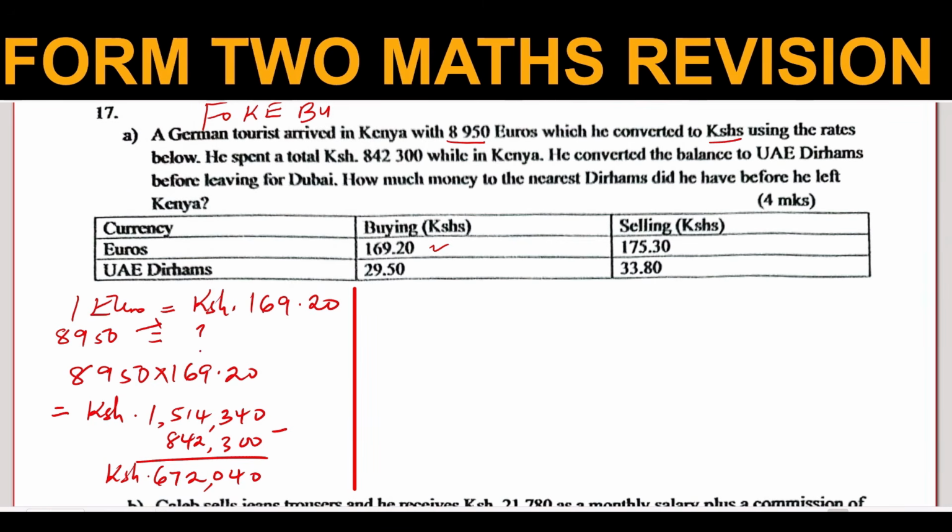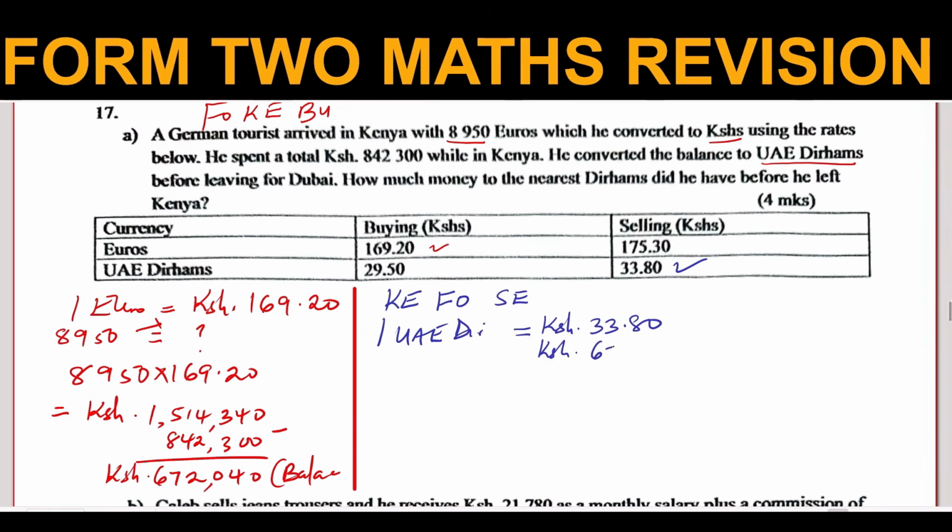Now then, he converted the balance. This is the balance he was left with, and he converted this balance to UAE dirhams. So now we are converting the Kenyan money to foreign money. Therefore we are going to sell. So we're going to use the sell column. This is what you're going to use. So 1 UAE dirham sells at Kenyan shillings 33 and 80 cents. So what about this balance, which is 672,040?